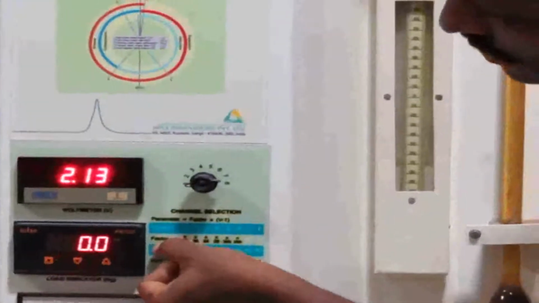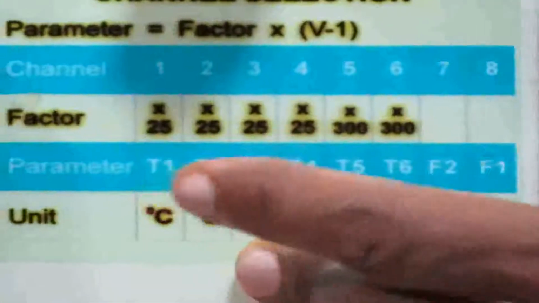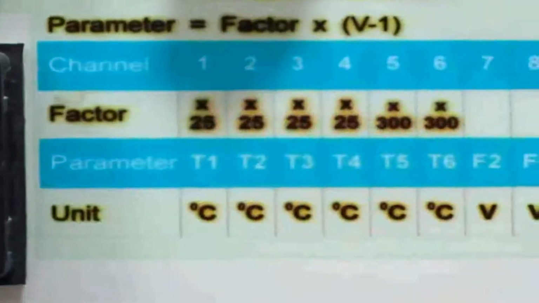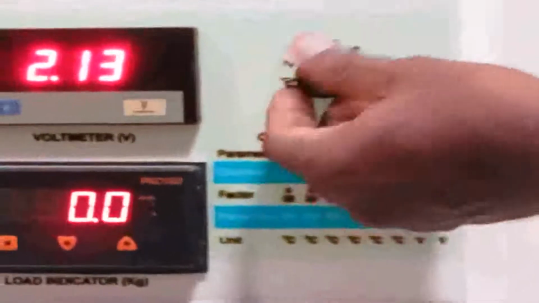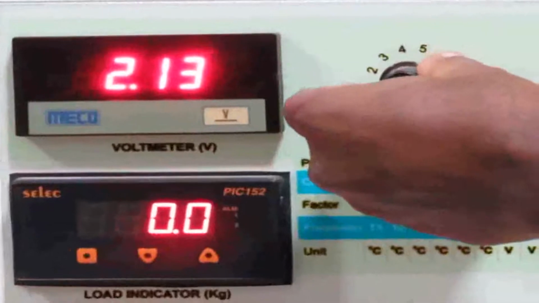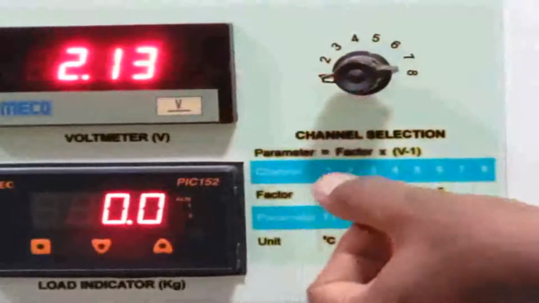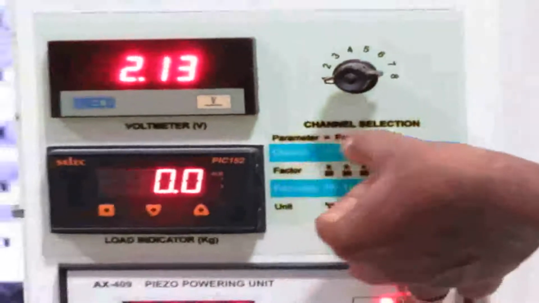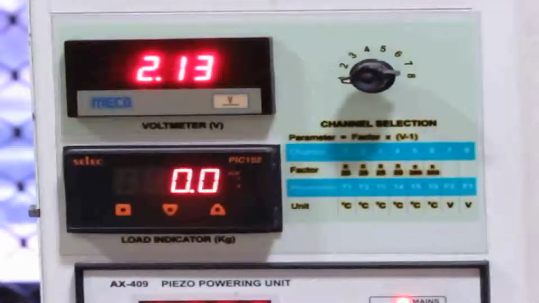The factor is nothing but the common factors given to all 6 thermocouples. Here, the factor for thermocouples 1 to 4 is 25, and for 5 and 6 it is 300. This is a channel selector. For each channel, the potential difference is recorded and substituted in this equation, and the temperature is found in degree centigrade.